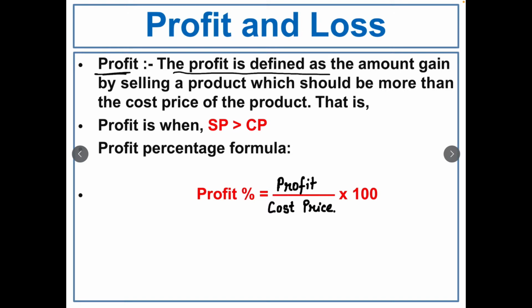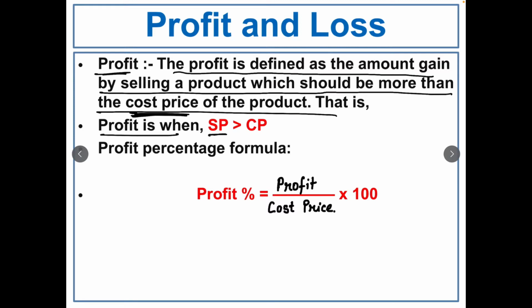The profit is defined as the amount gained by selling a product which should be more than the cost price of the product. Profit is when some article is sold, and the extra amount that a person or the shopkeeper gains is called the profit. That is, profit is when the selling price is more than the cost price. If this condition is there, then the shopkeeper is having a profit on that article.